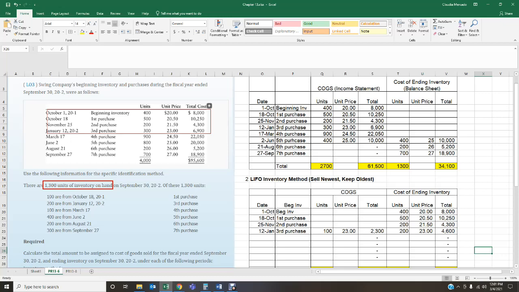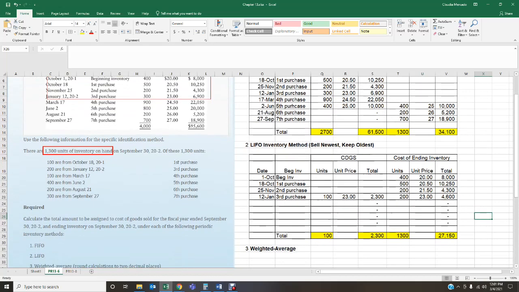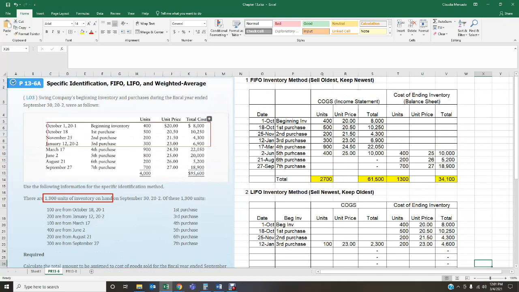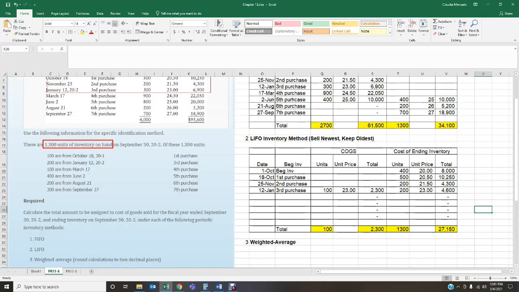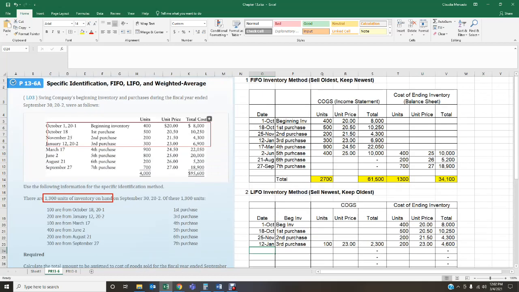Now from this point forward, everything else has sold. So, if you want to check, am I on the right track? Well, check. This section is done. So you should always have your ending inventory count here, which is 1,300, which is what we have. So that means that my 1,300 units of inventory are valued at $27,150. Now let's figure out the rest of the problem.